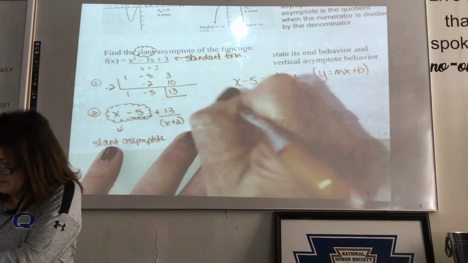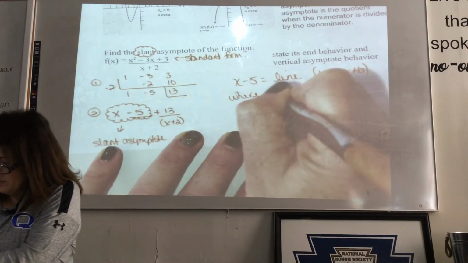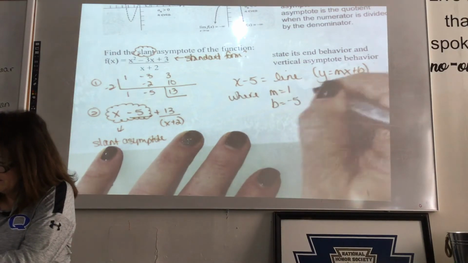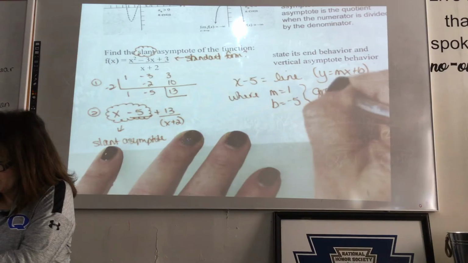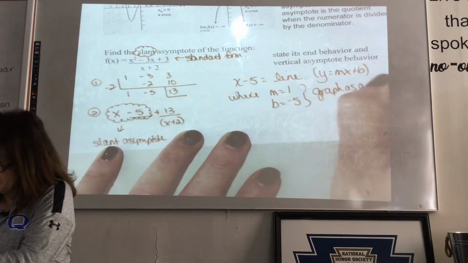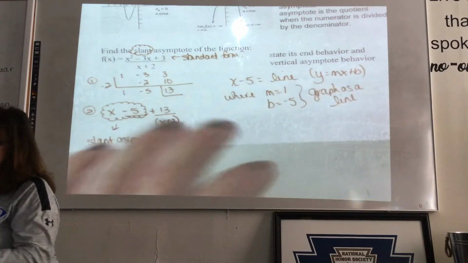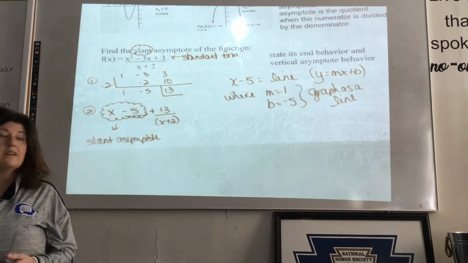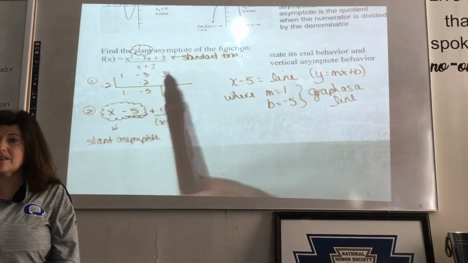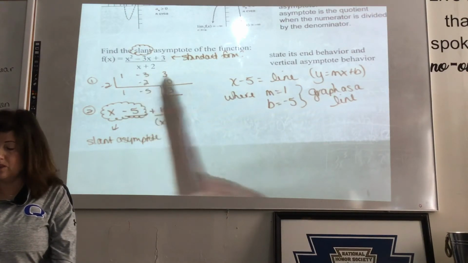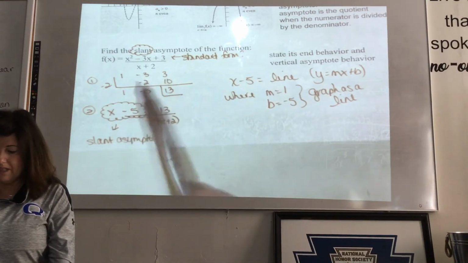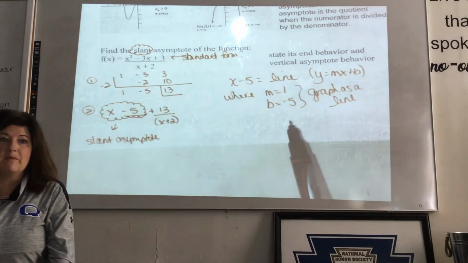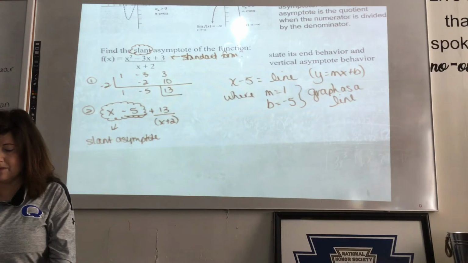And I'm going to see slope is 1. My y-intercept is -5. So a slant asymptote, we graph it. So if I would say, find the slant asymptote and graph given this equation, you would do all of this, synthetic, rewrite it, and then utilizing slope and y-intercept, you'd be able to graph that slant asymptote.